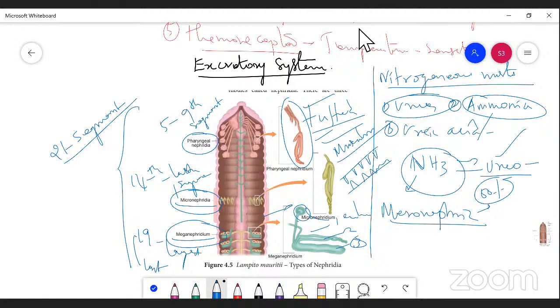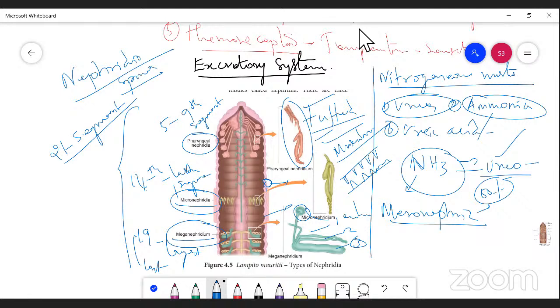The glandular part extracts the waste from the blood. Finally, the waste is eliminated through the common opening, which is called the nephridiopore. Nephridiopore means opening. It is located on the outer wall of the body and is connected with the nephridial tube-like structure. The nitrogenous waste material filtered from the blood passes into the tubular structure.